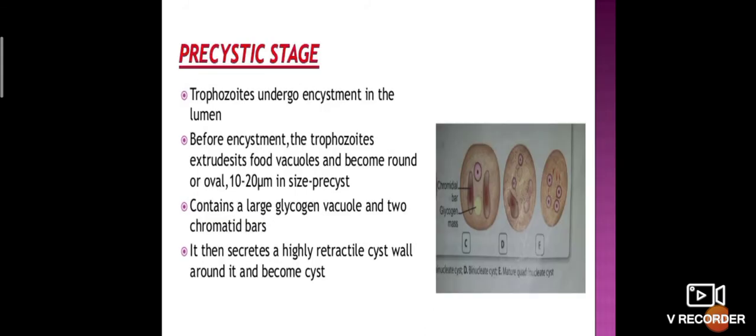Then the precystic stage. Trophozoites undergo encystment in the lumen. Before encystment, the trophozoite extrudes its food vacuole and becomes round or oval, 10 to 20 micrometer in size, the precyst. It contains a large glycogen vacuole and two chromatid bars. So this picture shows that a large vacuole and two chromatid bars are present. First is mononucleate, second is binucleate, and third is quadrinucleate cyst.